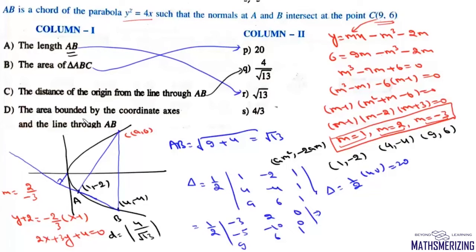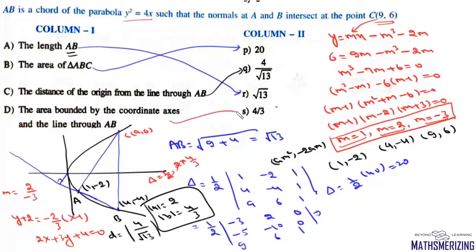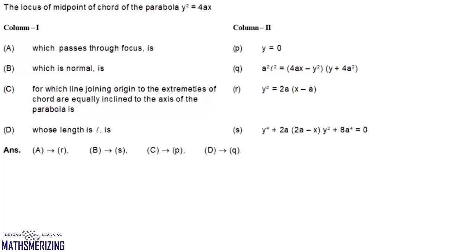Now the last one is the area bounded by the coordinate axes and the line through AB. So we'll find the intercepts. The modulus values of the intercepts will be 2 and 4 by 3. Once we have these intercepts, we can write this area as half times 2 into 4 by 3. So option D is matched to S.